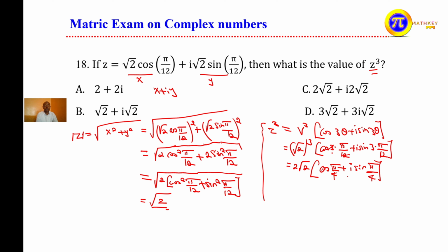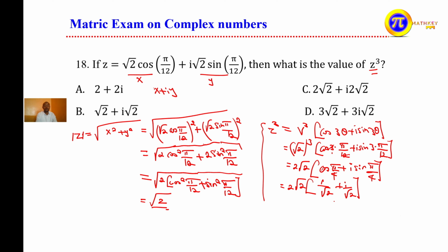mean that is 45 degrees. This is a common trigonometric value, so it becomes 2 times the square root of 2 into cos pi over 4, which is 1 over root 2, plus i times 1 over root 2, which is i over root 2.